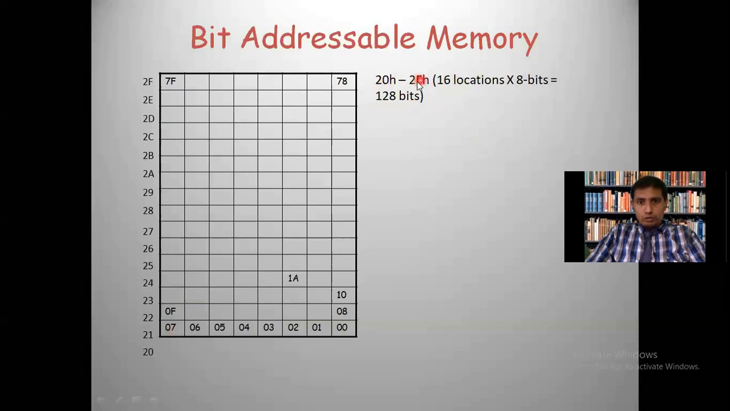20H to 2FH contains how many bits? 128 individual bits are present.